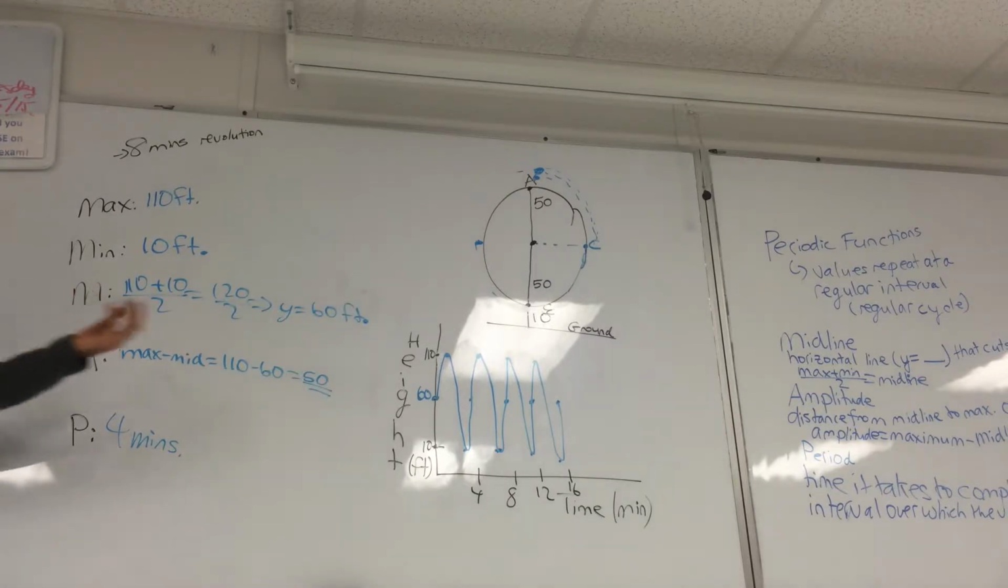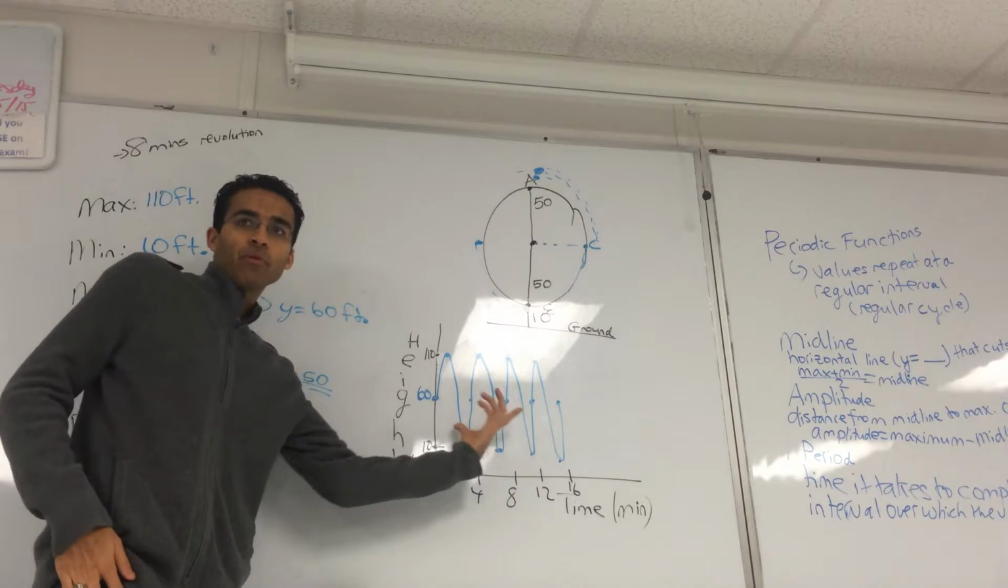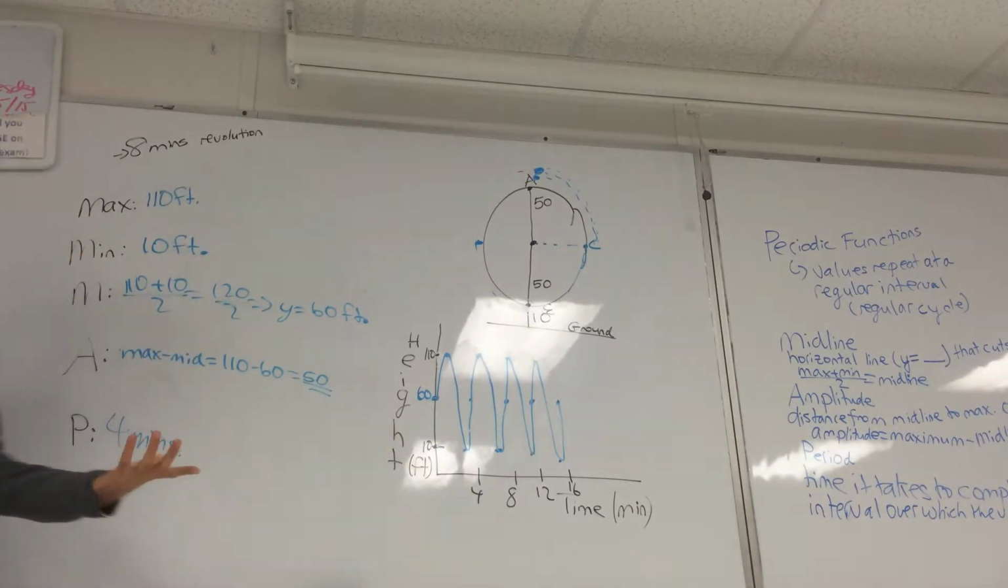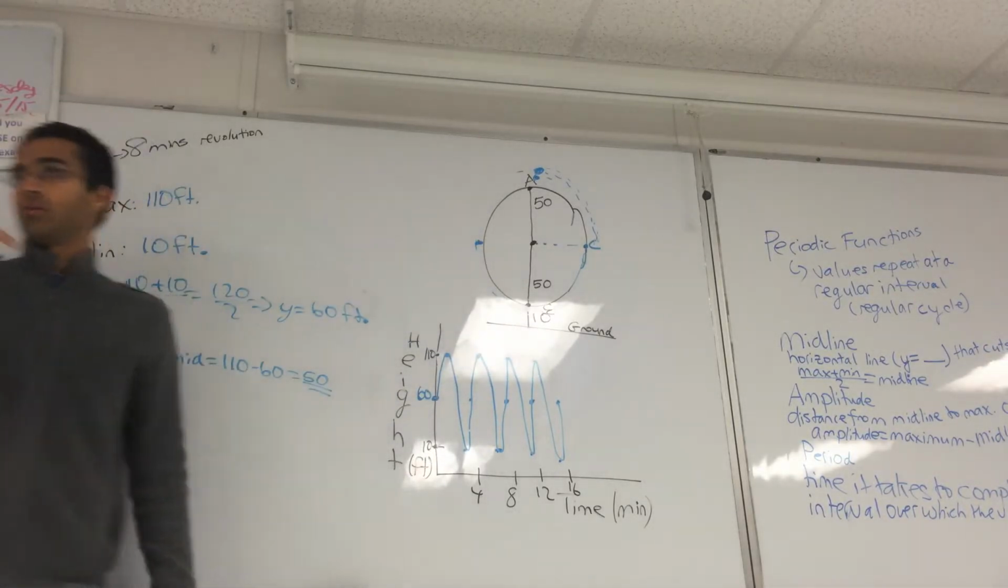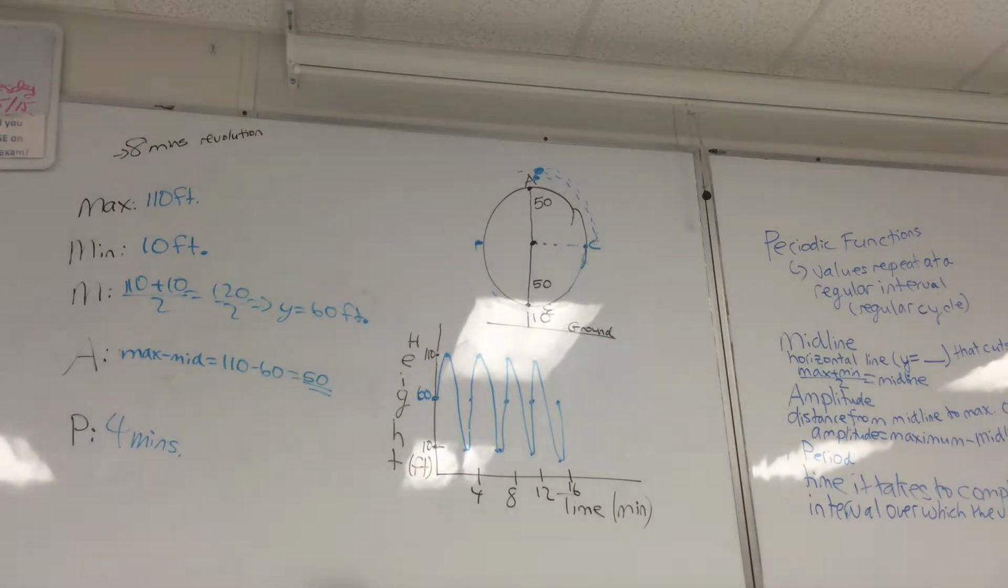Notice this graph is a little bit tighter than the previous graph because the period is less. So in other words, it gets around quicker. The Ferris wheel is moving quicker, so I have more up-downs. Questions?